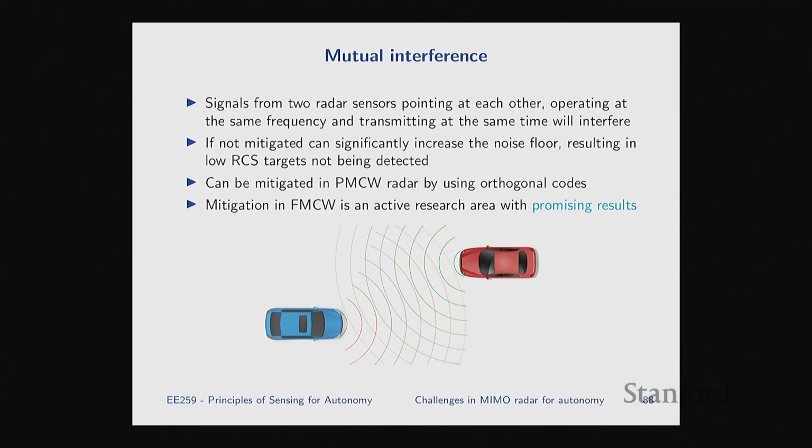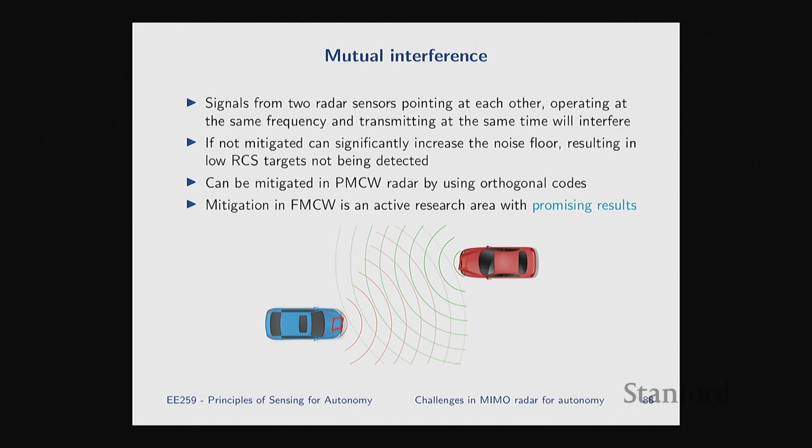The other effect is mutual interference. So if you have two radars on two robots or two cars, let's say the red car here has its own radar and the blue has its own radar, and they're pointing at each other, and the two radars are operating at the same frequency at the same time and sending the same kind of waveforms, then they can interfere, essentially blind each other. Or even if not fully blinding, it can significantly raise the noise floor, for instance, because of a lot of in-band interference. So that can be a big problem.